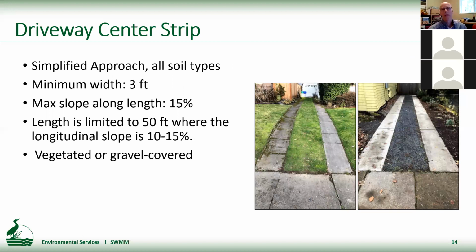Driveway center strips. Those have been broken out as a separate item in chapter 3. They used to be just part of filter strips, and they're allowed under the simplified approach under all soil types. The minimum width of the center strip is 3 feet. We do have new limits. The maximum slope along the length is 15%. And if you've got a slope of 10 to 15%, there's a limit of 50 feet on the length. And it can be vegetated or gravel covered. We require 4 inches of gravel on that center strip. Next.